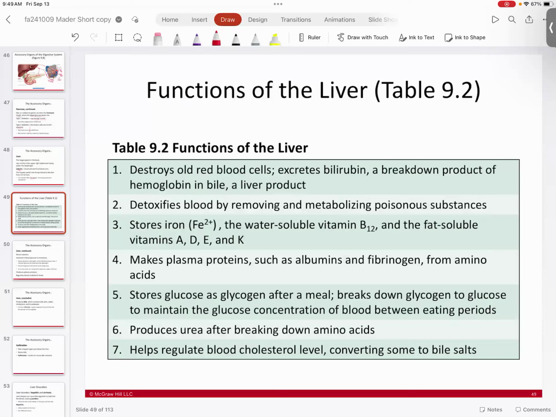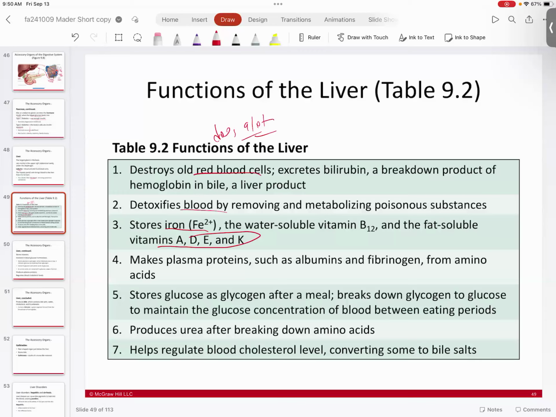So this is just basically a list of some of the functions. The liver does a lot, right? It does pretty much all your metabolism. It'll destroy old red blood cells and break that down. It detoxifies your blood by taking poisonous things out of your blood. It stores iron, and oftentimes is a main site for the metabolizing of vitamins that you eat.